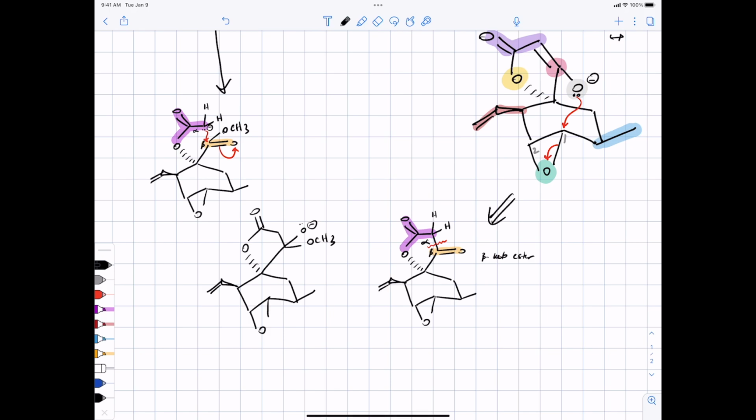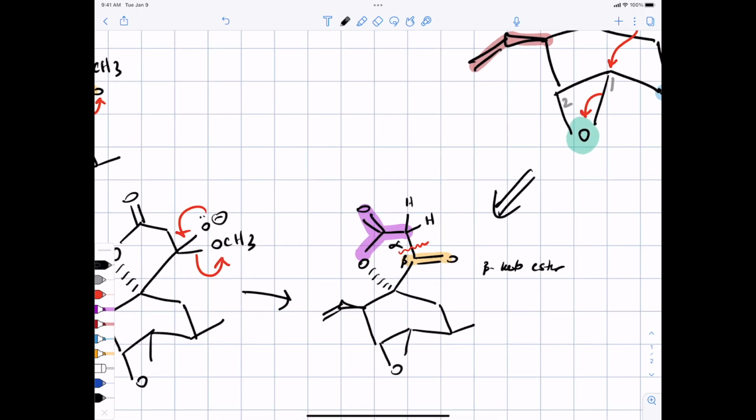Then electrons kick down and the leaving group leaves. And that gives you your beta keto ester. As soon as you've made that, you've got these very acidic protons, pKa around 13. So whatever your base is, it doesn't need to be very strong because you quickly remove this proton to make the enolate.